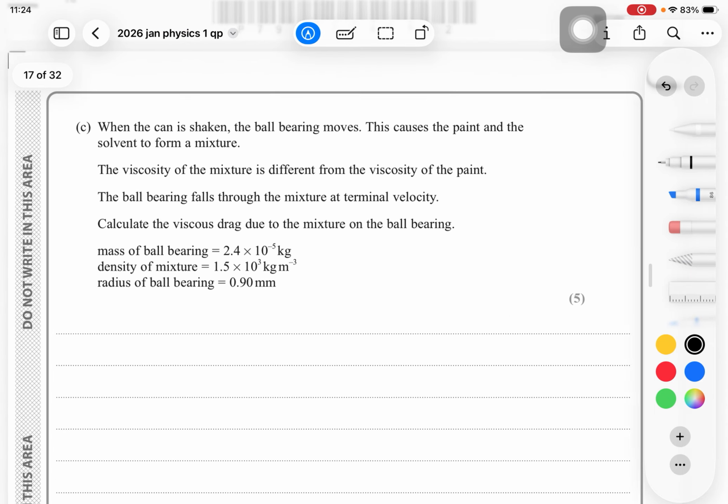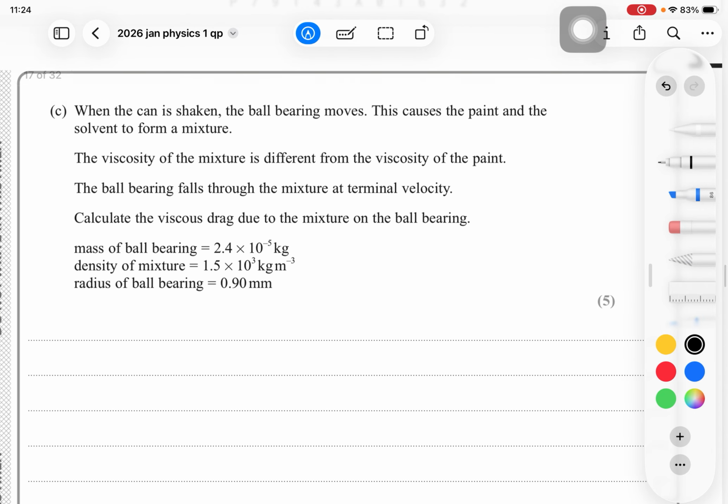Now let's go to the C part. When a can is shaken, the ball bearing moves. That will help to mix the contents properly. This must be easy, at the condition of terminal velocity.